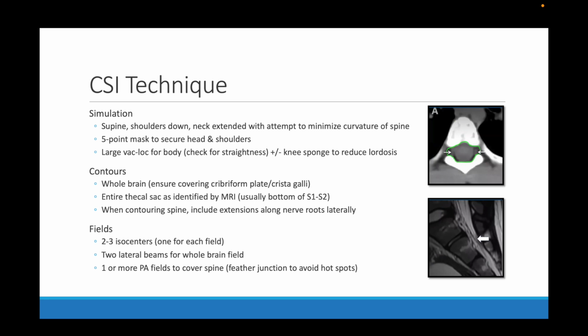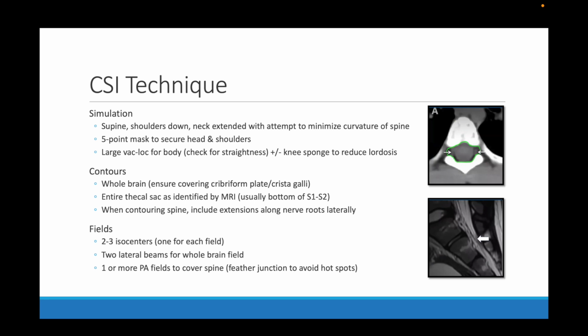And each field is going to have a different isocenter. So typically we have 2 to 3 isocenters. So 1 isocenter for the whole brain field, and then 1 or more additional isocenters, depending on how many PA fields we need to cover their entire thecal sac. So when we simulate these patients, we really want to be conscientious of how our fields are going to be entering the patient and what we can do to make that flow as smoothly as possible.